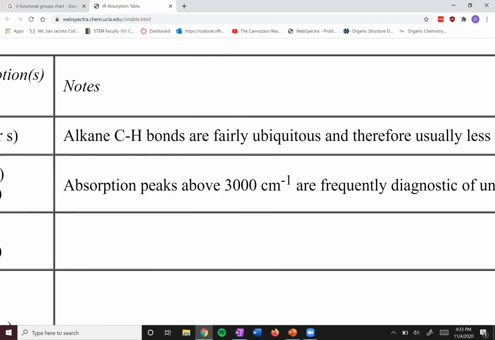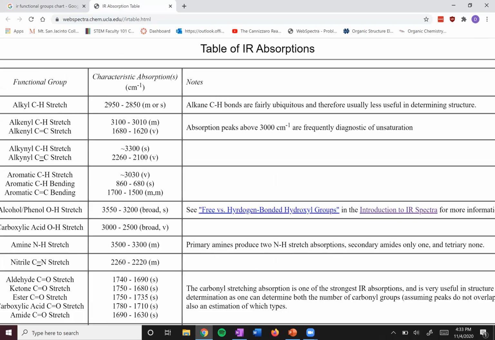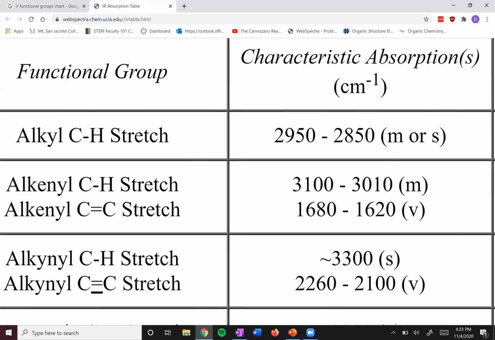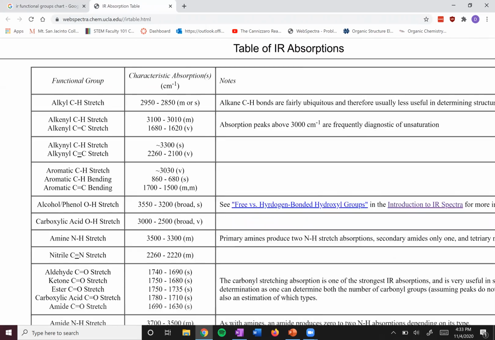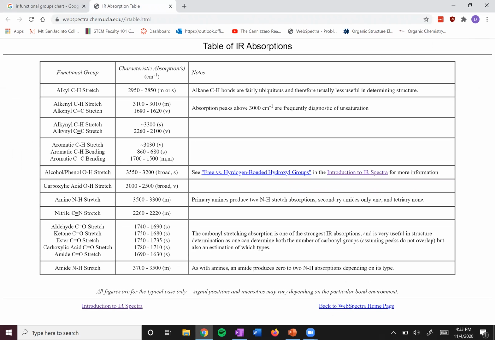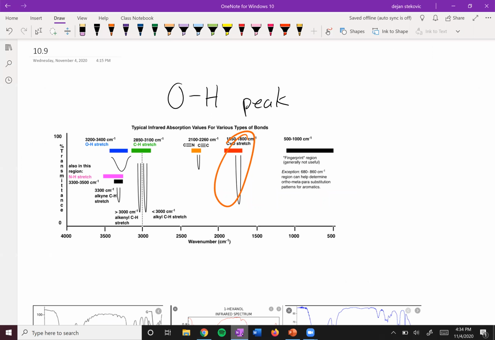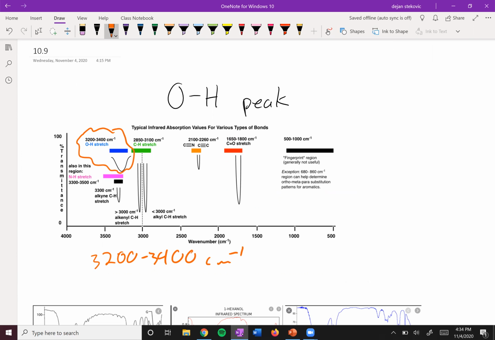And then some notes, right? Just some notes on real quick ones. So on this alkyl C-H, it just tells you that, hey, most organic compounds have C-H, and so it's not actually that useful to figure out. And we'll go through some of these depending on kind of order of importance. And so the first one we're going to take a look at is the OH peak. This one's probably the most important. And so it shows up around 3200 to 3400. And it's a very broad peak.